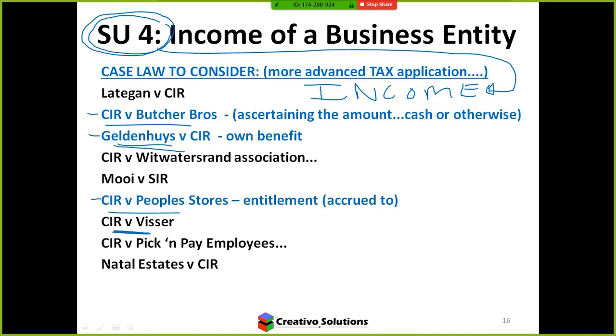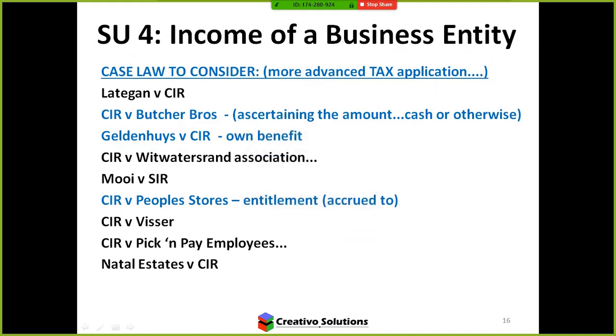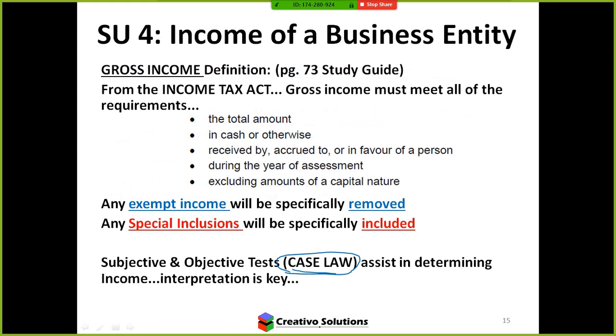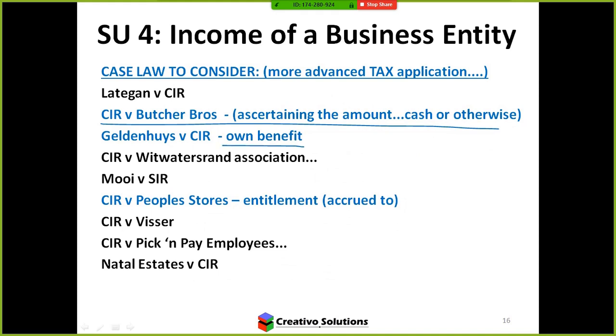Okay, so these three cases, you could remember. There are others. If you go to the textbook, you'll probably see more cases, probably even more than this. But those are the important ones because they actually relate to something that's part of the gross income definition. So remember I said, exam technique, you basically give the criteria. Once I've given the criteria, then I need to look at the question. And then I need to motivate. When I motivate, I need to look at each point and I need to explain it in line with the case law.